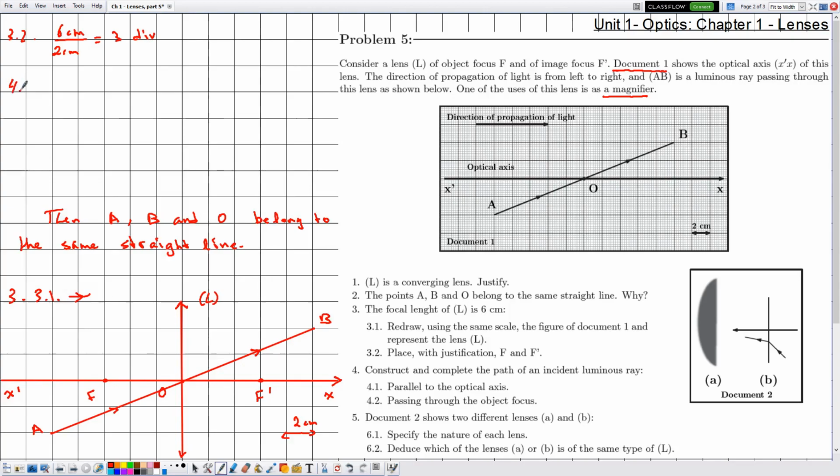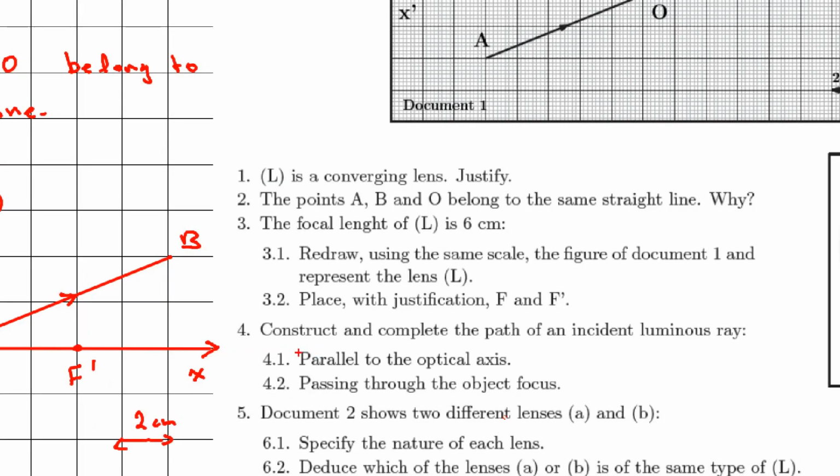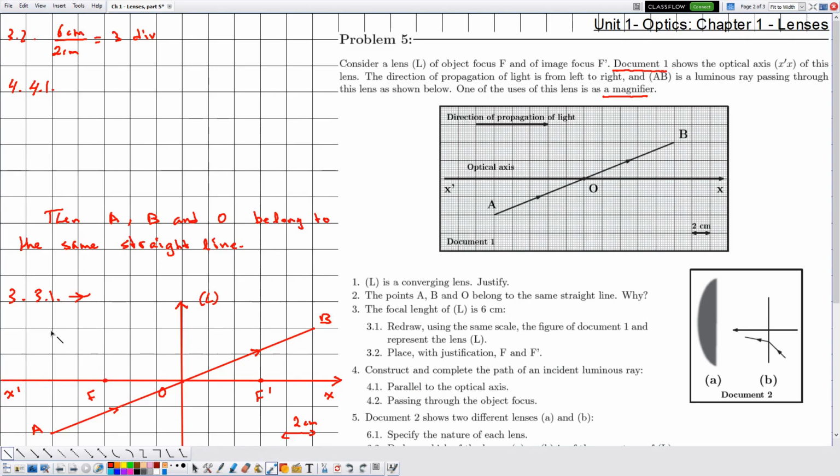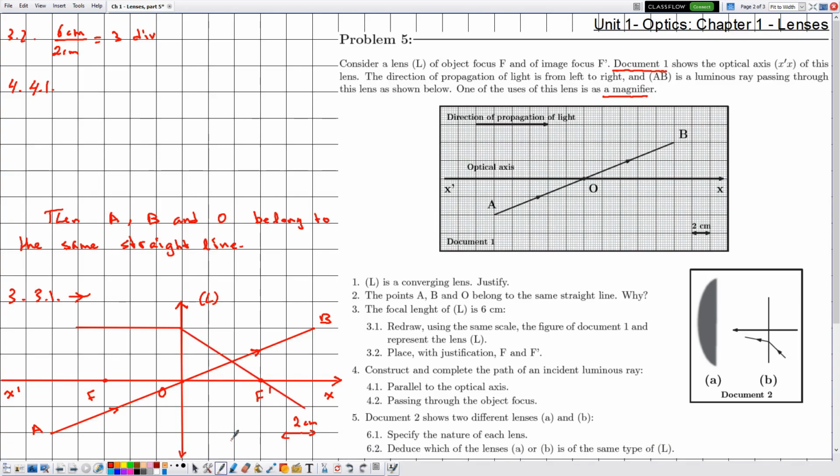So now in number 4 they are telling me to construct and complete the path of an incident luminous ray 4.1 parallel to the optical axis. The word construct means that we need to trace and justify. So we need to trace and justify the path of an incident luminous ray parallel to the optical axis. So this is an incident luminous ray parallel to the optical axis. We know that an incident parallel ray is always related to the image focus. Therefore this ray will emerge passing through the image focus. And we don't forget arrows on light rays. So this is the tracing.